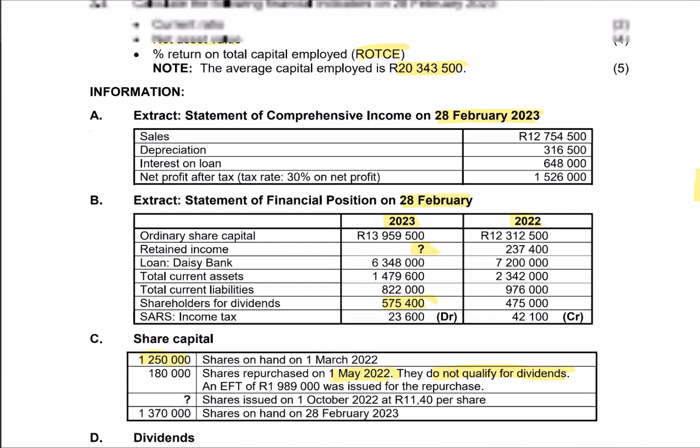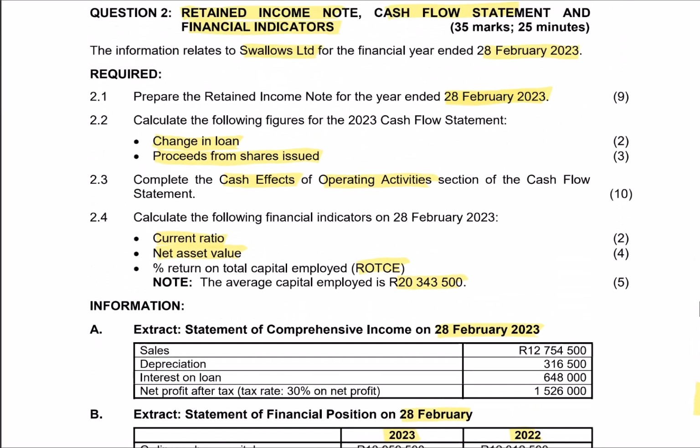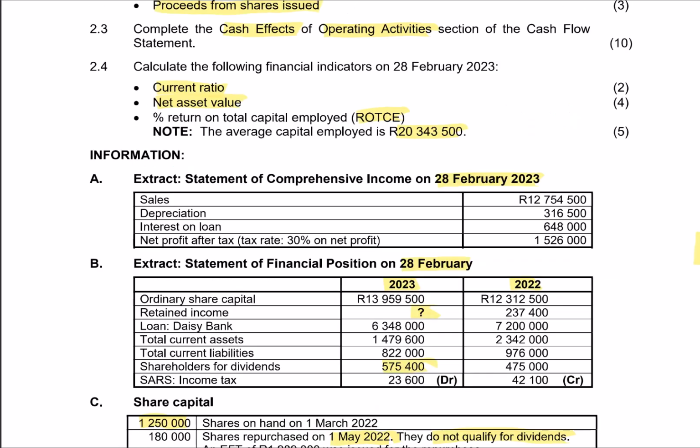Okay, let's look at answering the question, starting with the retained income note. We're given everything that we need. They input for us the opening balance and the net profit for the year. So now what we need to calculate is repurchases. Then if I come back to the question here, right, the repurchases.